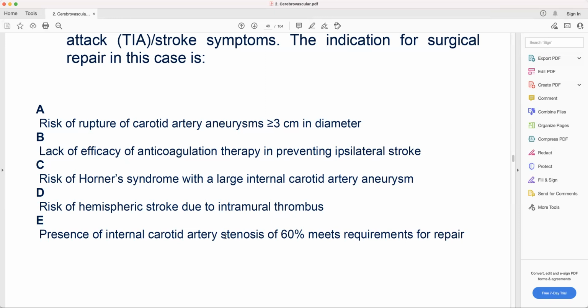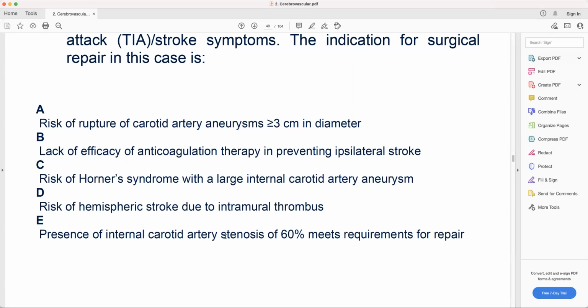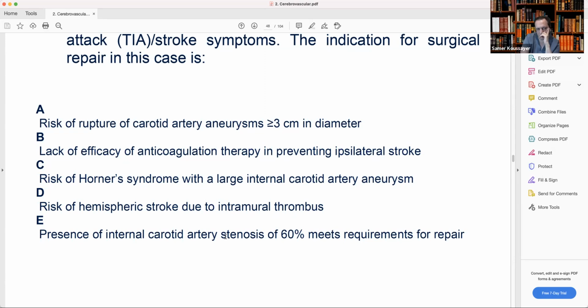You resect it all, then we do an end-to-end interposition graft. Okay. Or you can keep the posterior wall, same as we do for the aneurysm. Yes, and you put a tube graft in the middle and cover it. Yeah, you can do that like an aneurysm, or you can cut completely, depending on what's easier for you.